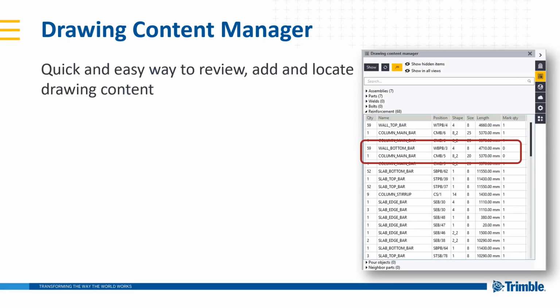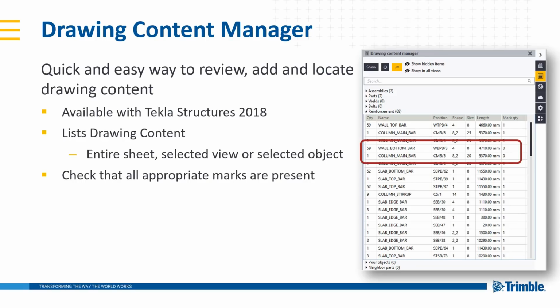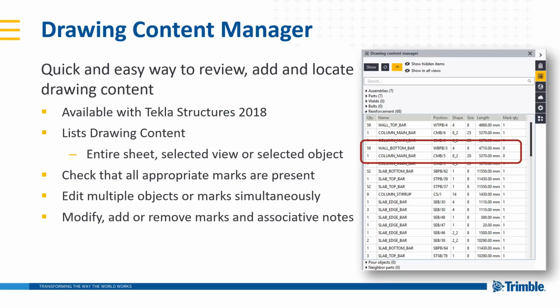Let's first start talking about various drawing tools that are available, the first of which is the Drawing Content Manager. This is a brand new tool that's available with Tekla Structures 2018 and allows you to list drawing content, whether that be the entire sheet, the selected view, or just selected objects within a view. It allows you to check that all appropriate marks are present, giving you a mark quantity for each item listed over in the Drawing Content Manager on the side pane. It allows you to edit the objects, select the objects, and edit the marks as well. Modify, add, or remove marks and or associative notes.